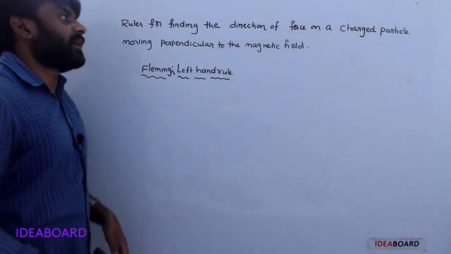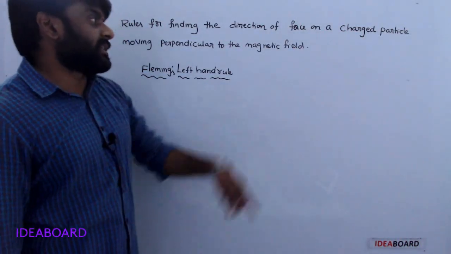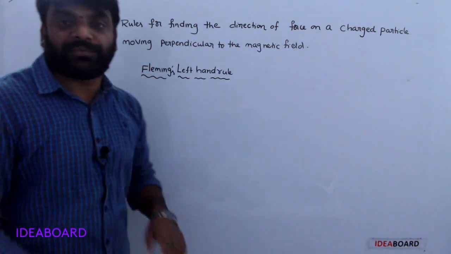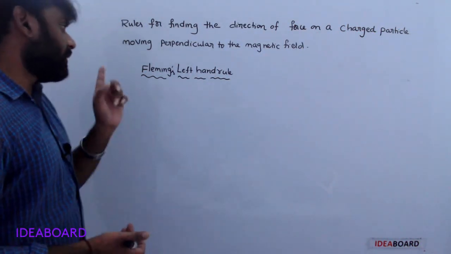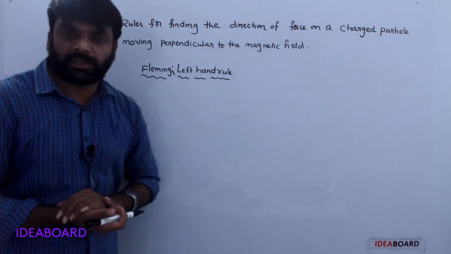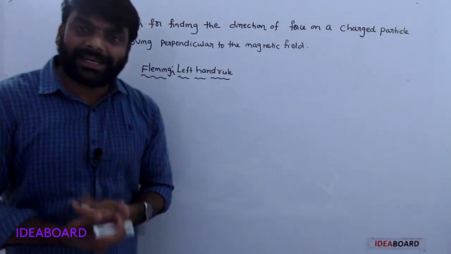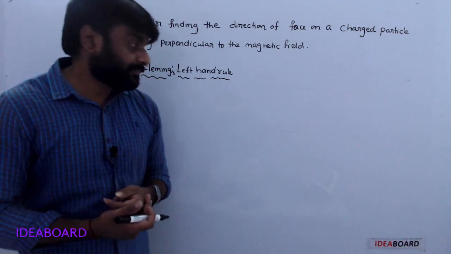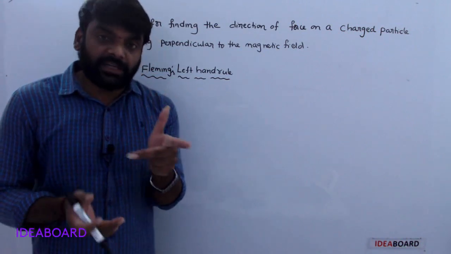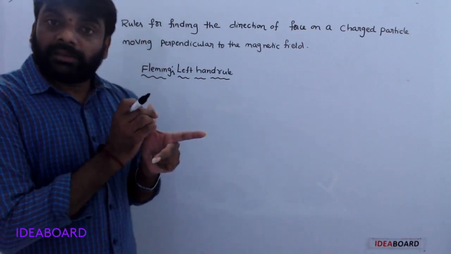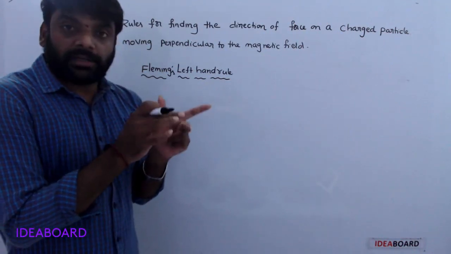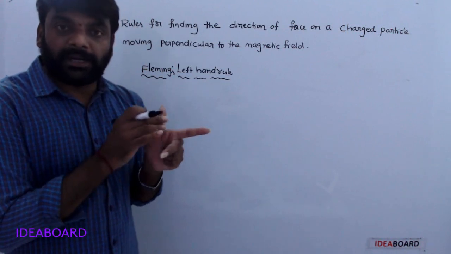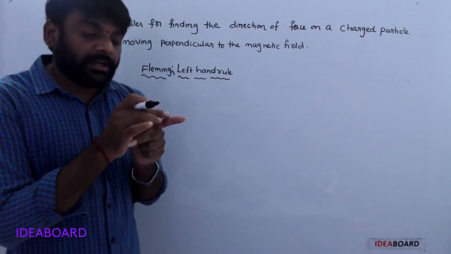Now, rules for finding the direction of force on a charged particle moving perpendicular to the magnetic field. First one, Fleming's left hand rule. That means to find out the direction of force. First of all, these three fingers: thumb, forefinger and central finger, stretched perpendicularly.